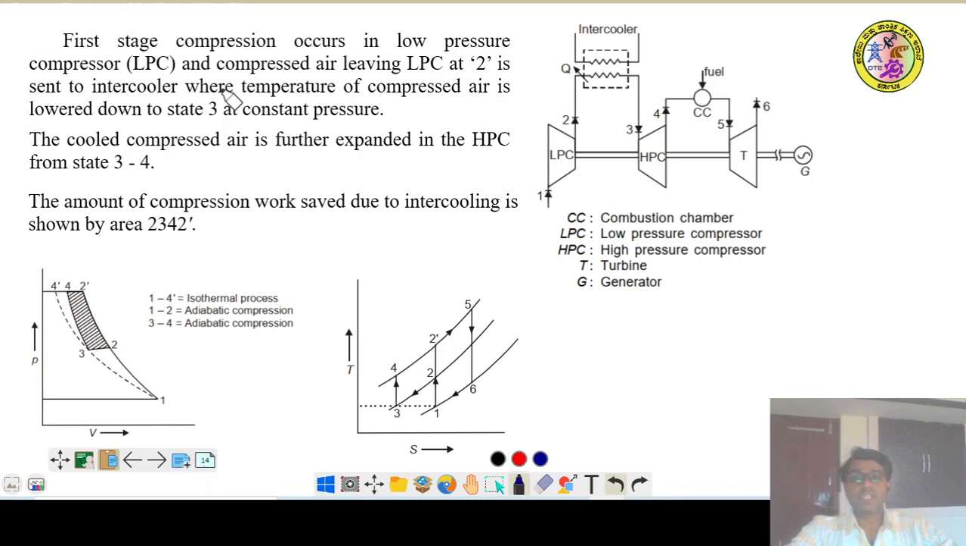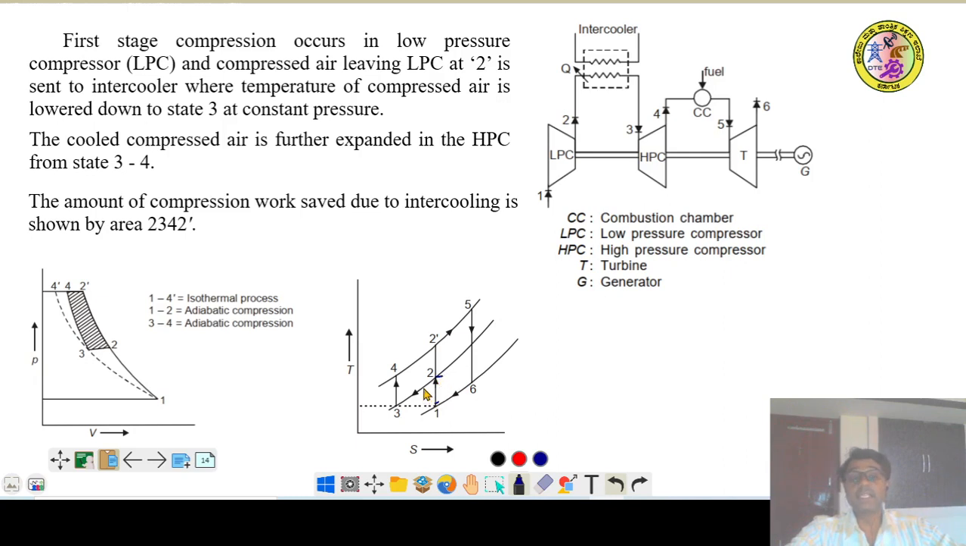The first stage compression occurs in the low pressure compressor, and the compressed air leaving the LPC at state 2 is sent to the intercooler, where the temperature of the compressed air is lowered down to state 3 at constant pressure. So, 1 to 2 is an adiabatic compression process, where the temperature is going to be increased from state 1 to state 2.